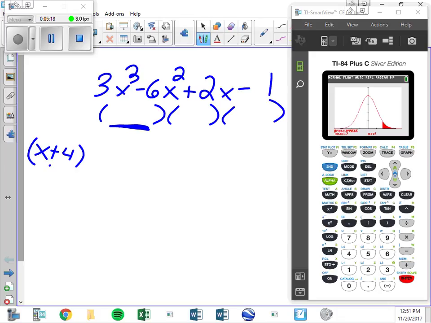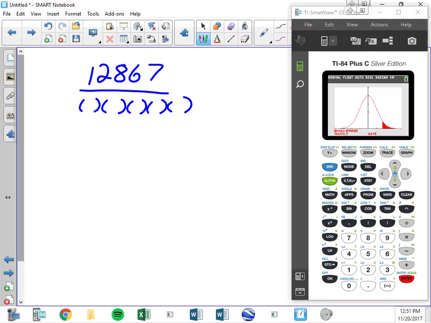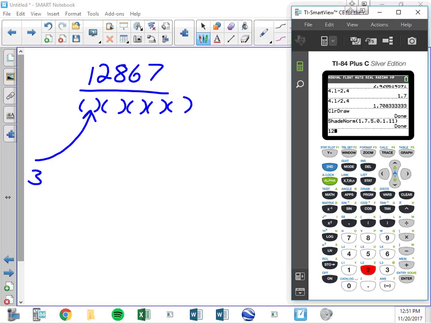Okay, well, let's think about this. If I had a really big number, and that number is made up of a whole bunch of factors, like a 3 and two 2s and a 5 and a 7 or something like that, how do I tell if 3 belongs in that list? I just divide it. So 1,286,7, and I divide by 3. Does 3 belong in the list? Yes, it does. Okay, what about 2?